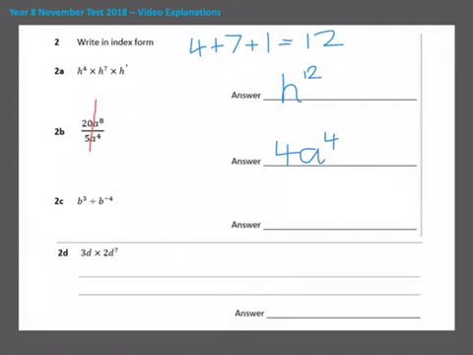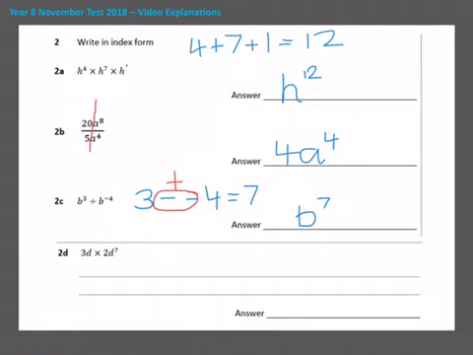Now in 2c it's a division question, and so again that means we're going to subtract the powers. So this time our powers are 3 subtract the negative 4, and then we notice that as we have two negatives next to each other, that's the same as a plus. And so 3 plus 4 gives us 7, therefore our final answer is b to the power of 7.